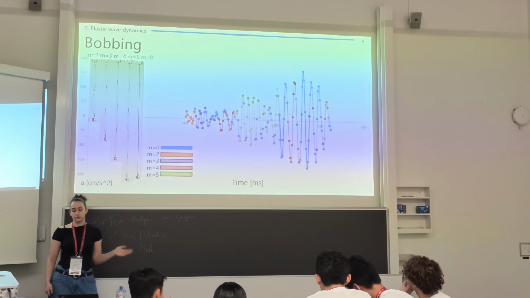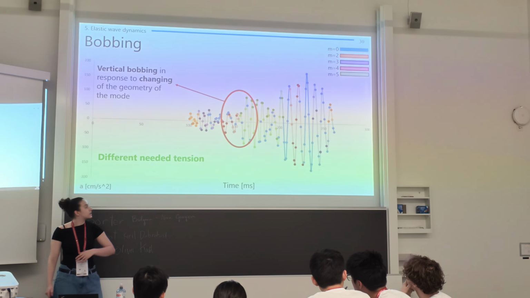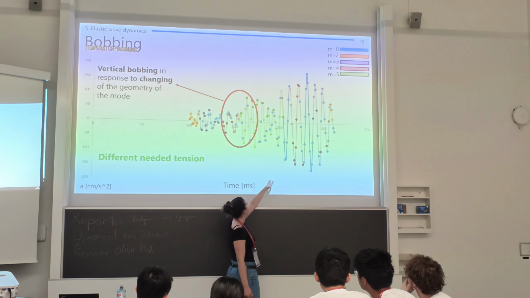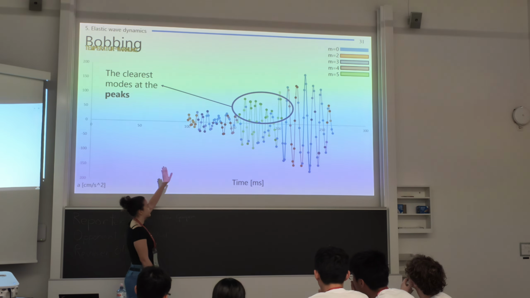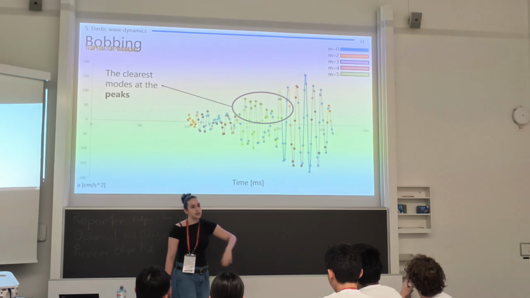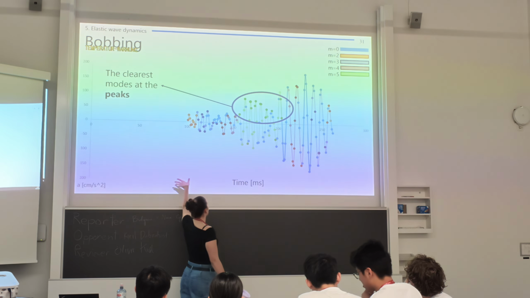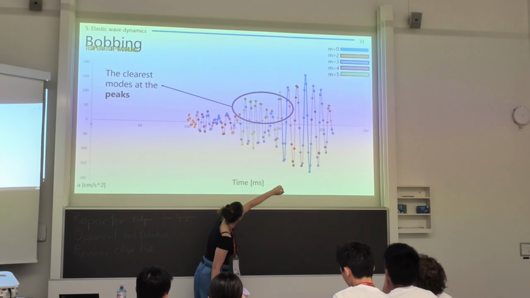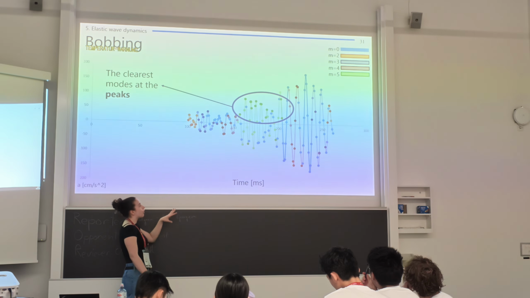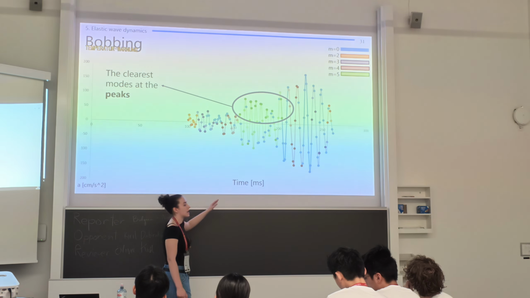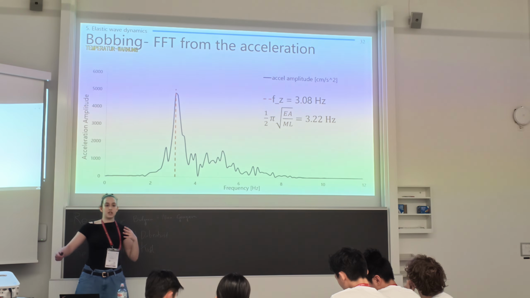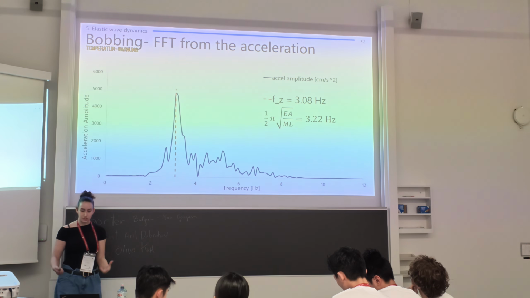So this is the graph of the bobbing, where we can see the difference between the fourth mode and the fifth mode. As you can see, for the fourth mode and the lower modes, the clearer standing waves, aka the darker dots, are all around the axis. However, when we transform to the highest mode, the most stable modes are not around the axis, they're actually at the peaks, which means that the needed tension there is in fact a needed tension for the transition.